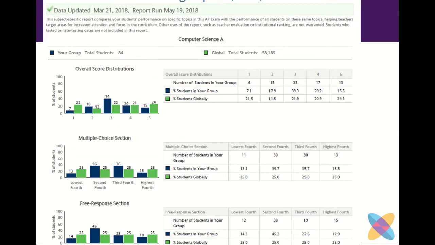An instructional planning report has 2 pages. The first page provides you with a general breakdown where you can see how many of your students received a 1, 2, 3, 4, or 5, and compare this to the percentage of students that took the exam. You can also see how your students performed on the multiple choice and the free response relative to other students who took the same exam.